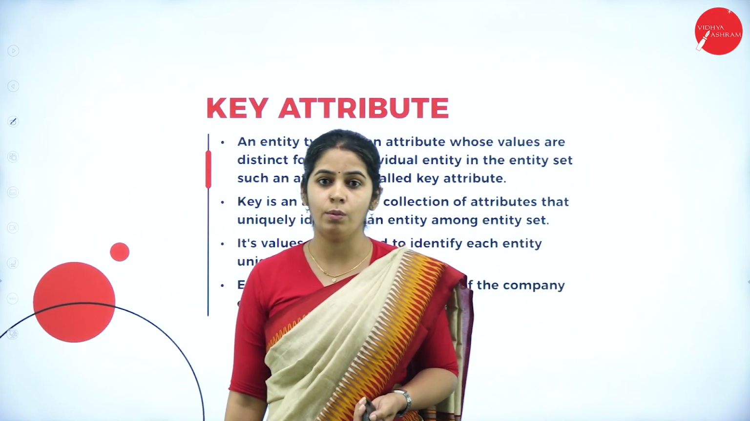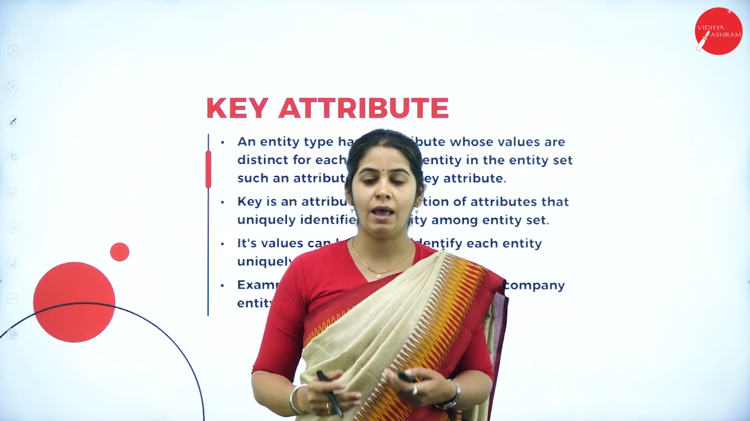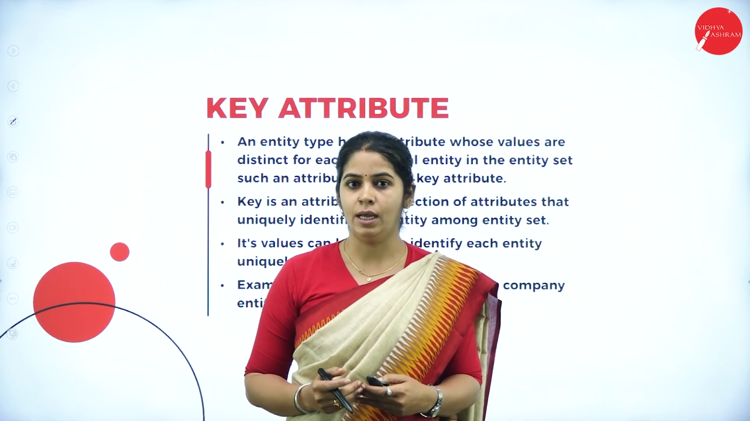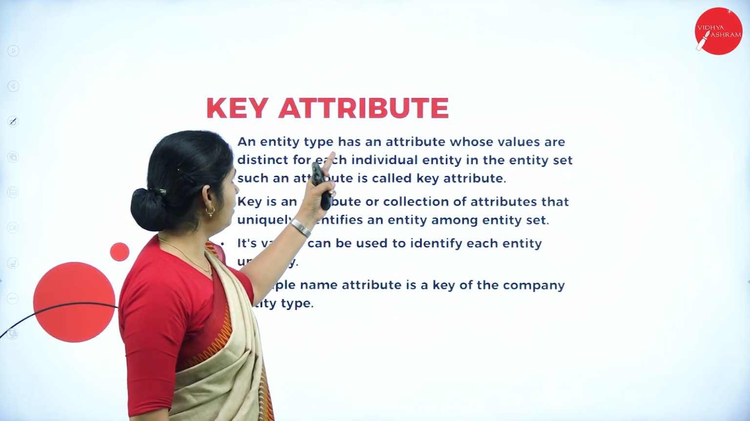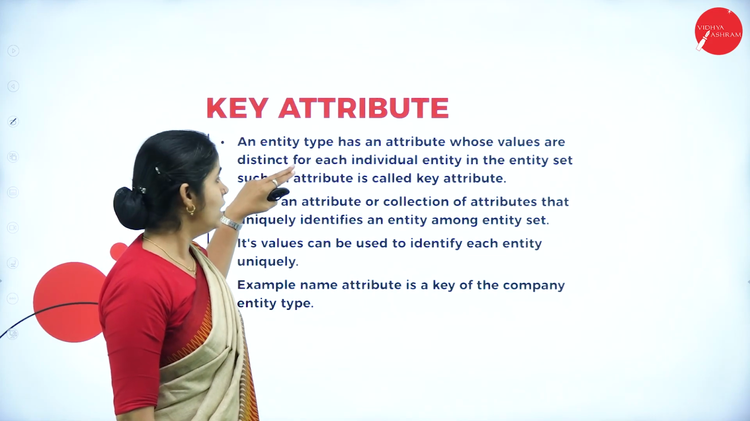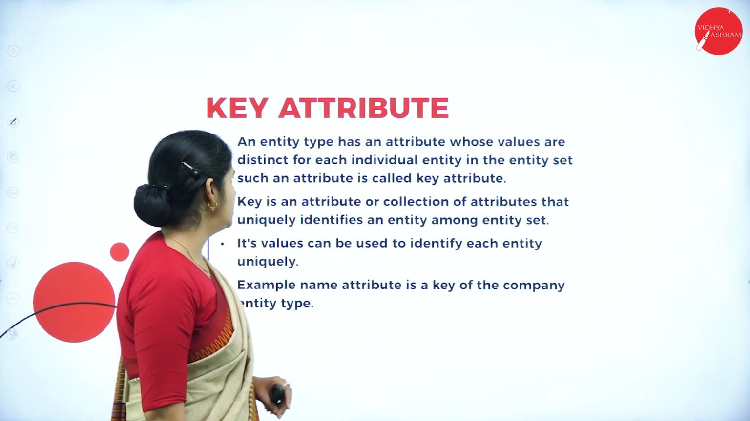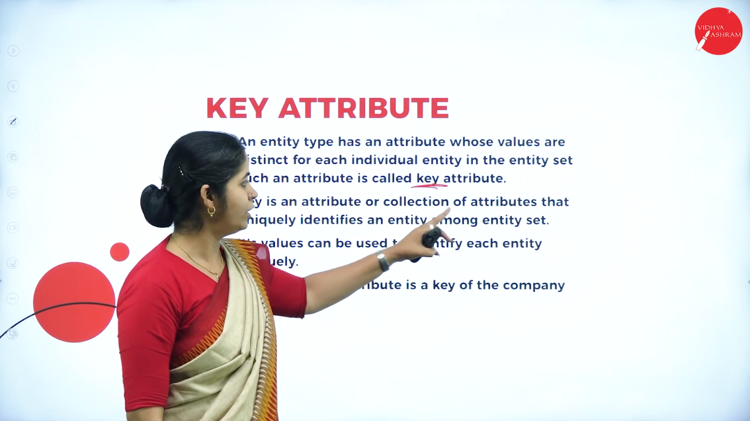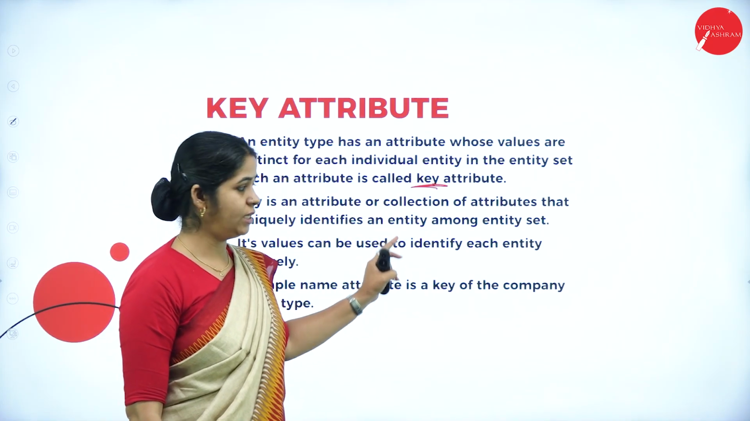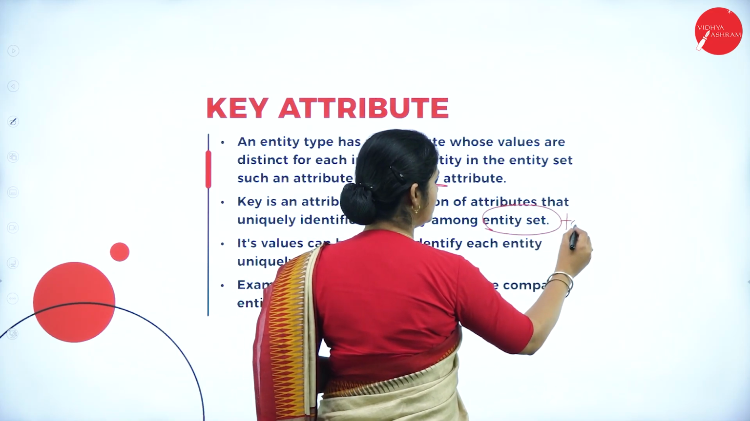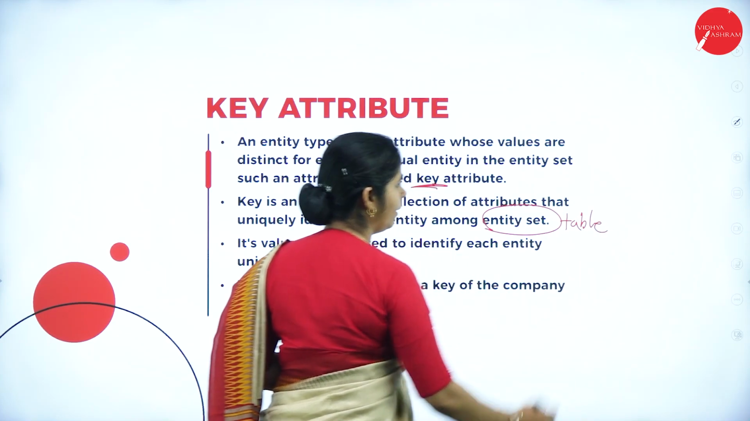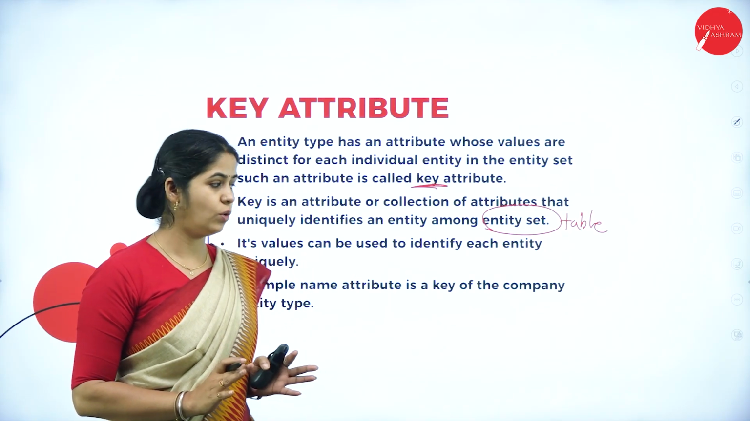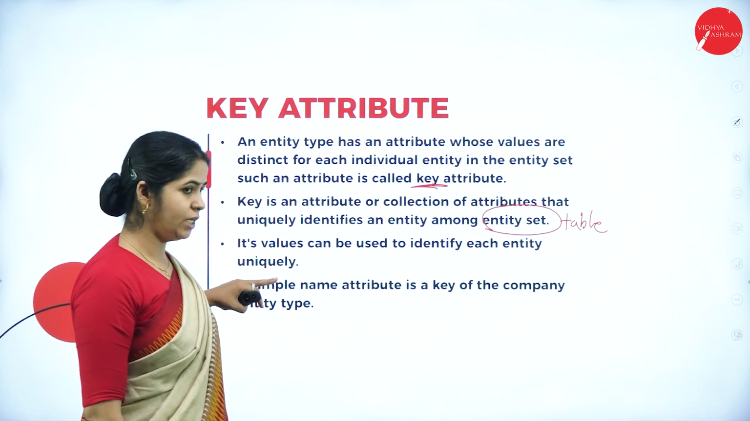Then what we have is the key attribute. What is a key attribute? An attribute which has a unique value and is used to identify the records of the particular database. That is called a key attribute. An entity type has an attribute whose value is distinct for each individual entity in the entity set, called a key attribute. Key attributes are the collection of attributes that uniquely identify the entities among the entity set. We also consider the entity set as a table, because a database is represented in the form of tables. Its value can be used to identify each entity uniquely.